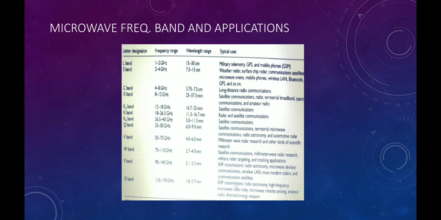Then Ku band, that is 12 to 18 gigahertz, is used for satellite communication. K band for radar and satellite communication. So there are a number of bands and respective applications given in this table.